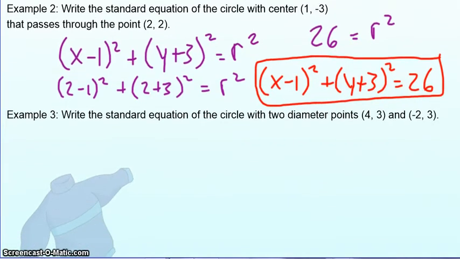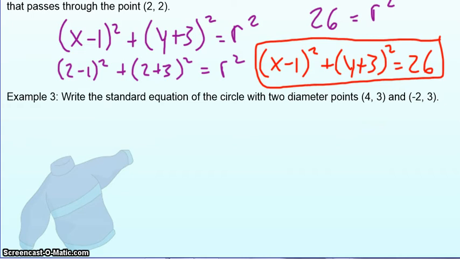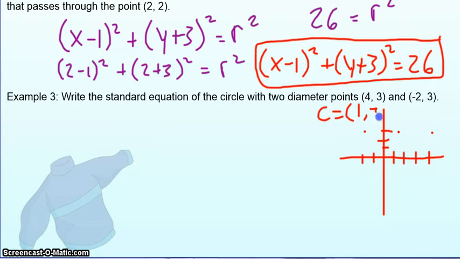Okay, let's look at the third example. Write the standard equation of a circle with 2 diameter points, (4, 3) and (-2, 3). So I need to find the center, and I'm going to draw a little bit of a sketch because I already know that (4, 3) and (-2, 3) are on the same line. So what's in the middle of (4, 3) and (-2, 3)? (1, 3). So the center is going to be (1, 3), because that's in the middle. Or again, you could do the midpoint formula, x plus x divided by 2, y plus y divided by 2. And that's from geometry.